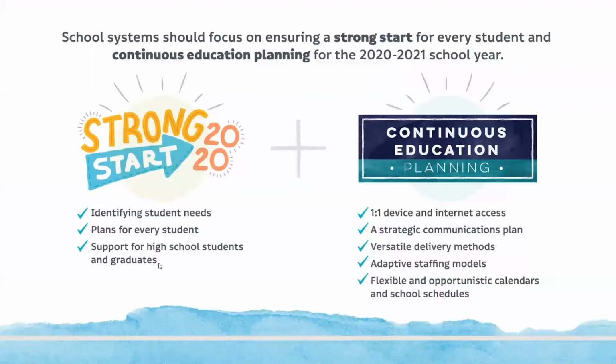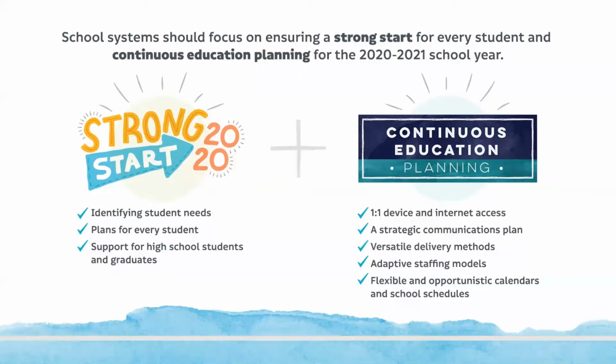So to start us off, when schools closed in March due to the COVID-19 pandemic, we released the Strong Start 2020 plan to ensure that school systems were planning for two things: a strong start for every student at the beginning of this school year, and what continuous education would look like for their school system. And so those two buckets of planning are located here on this slide.